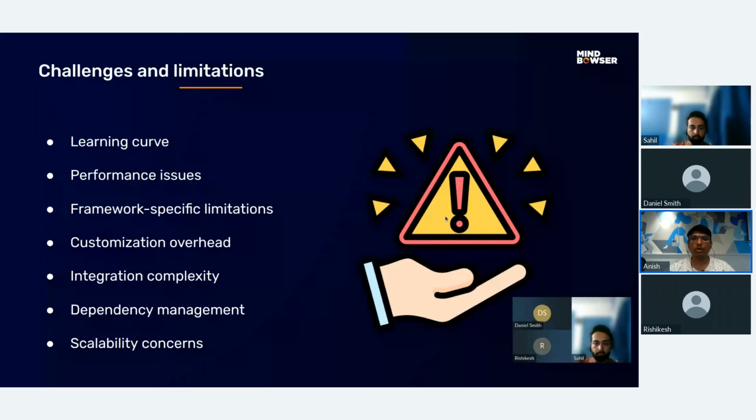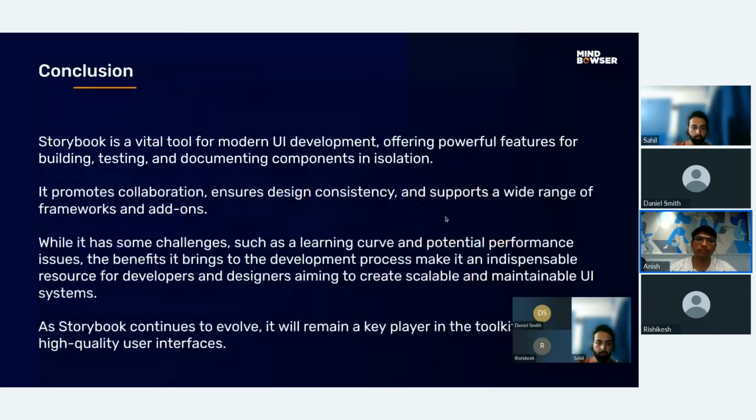Then, with all this, I would like to conclude our session. While concluding, I would like to say that Storybook is a vital tool for modern UI development. It is an essential tool if you want to maintain proper documentation of your project, see how your components will look without running your application, and have isolated component library documentation. It promotes collaboration, ensures design consistency, and supports a wide range of frameworks and add-ons.